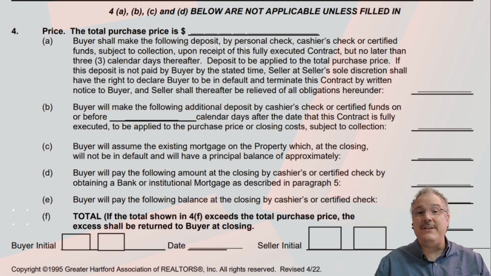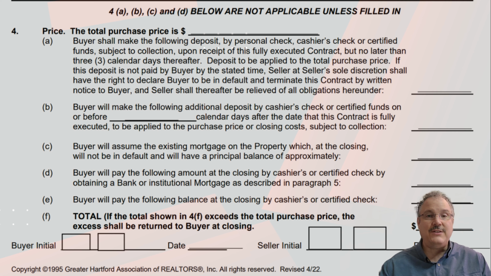Now, 4B is very simple. If you want to split your earnest money deposit into 2 payments, you can do it here. So section 4C is an interesting one. It's not often utilized, but the feasibility is that a buyer can assume the existing mortgage on the property from the seller. So that's an interesting concept. And obviously the seller would have to have an awesome interest rate and the details of that would have to be worked out.